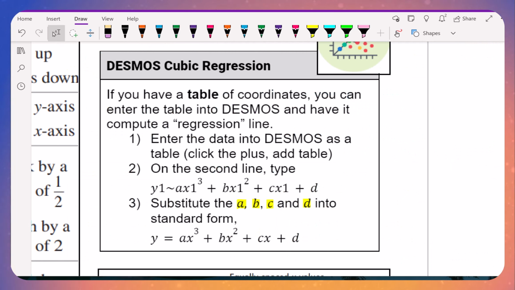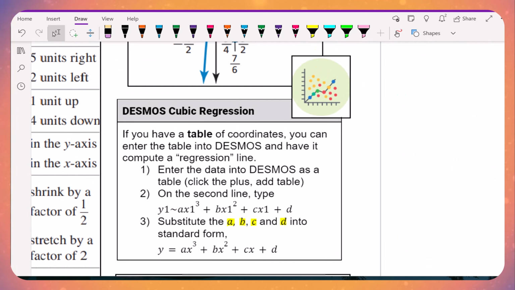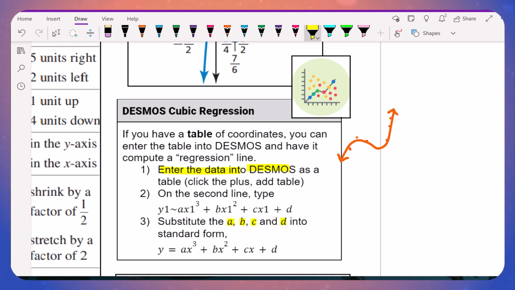Okay, so let's take a second and talk about cubic regression. If you have points that are scattered in kind of a roller coaster pattern, you can use a regression to estimate that pattern. You're going to do the same thing that you do in all of the other regressions. You are going to type that table into Desmos. You do that by clicking that plus sign and then adding the table.